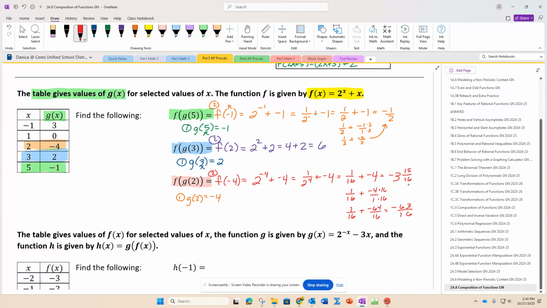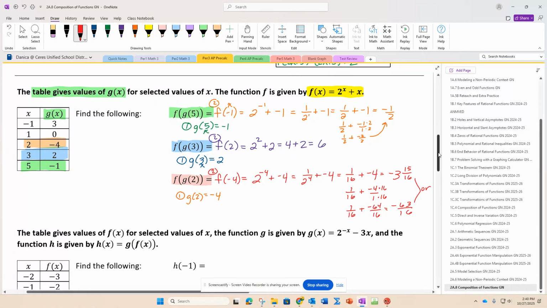If we change the -3 and 15/16 to its improper form, remember, we do the 16 times the 3, which is 48, and then add the 48 and the 15, which would give us 63, and that would be the negative value then. It would give us the -63 over the denominator of 16. So they're both acceptable forms of the answer. All right, let's take a look at what's next.